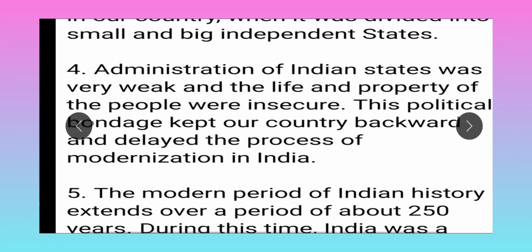At that time, when the British came, the administration was so weak. Because of that, many rulers came to India and each one wanted to conquer the other's land. In other words, we can say that they did not have unity.